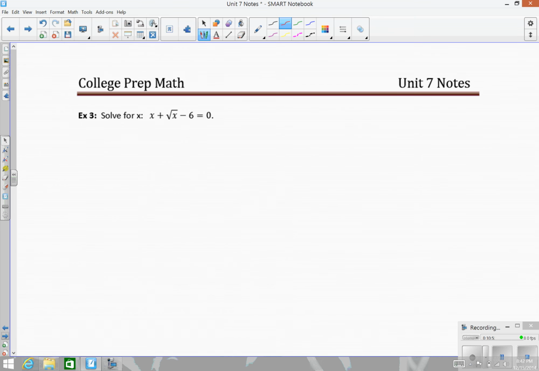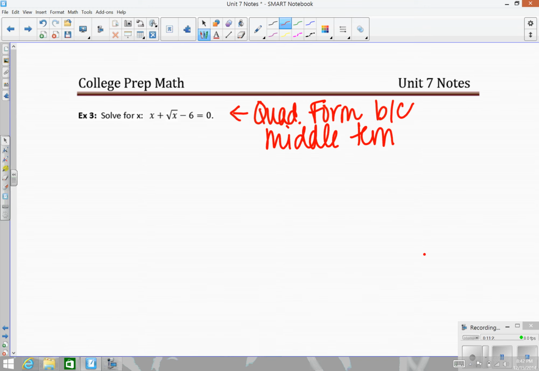So let's look at one more example in quadratic form just to get you familiar with it. And this one looks a little bit different, but it actually is in quadratic form. The reason why it's in quadratic form is because, again, that middle term is the square root of the first term.